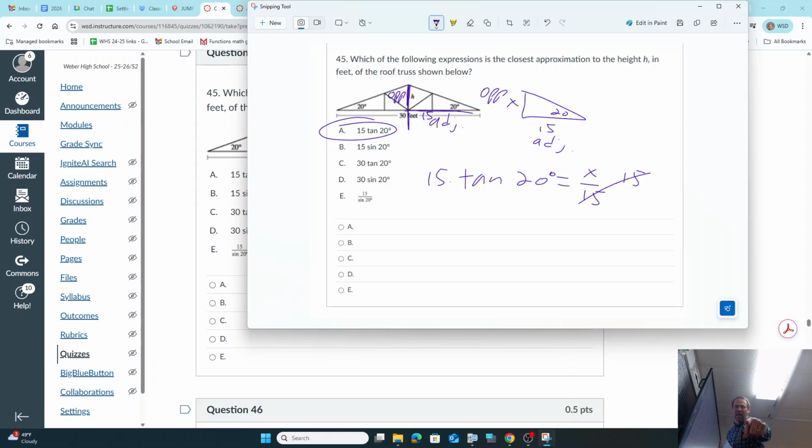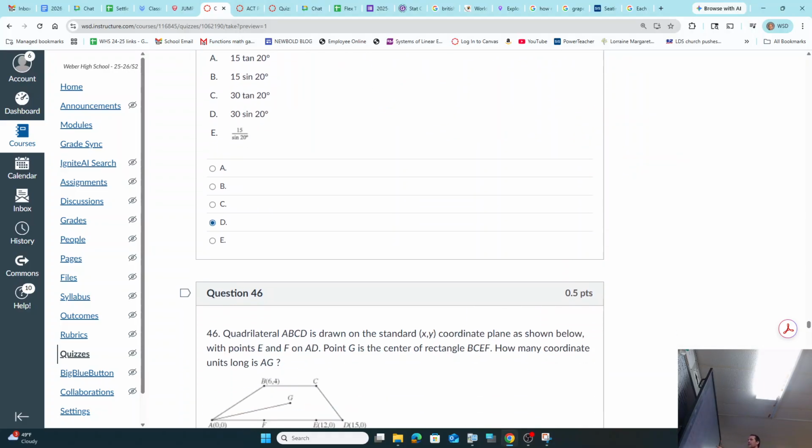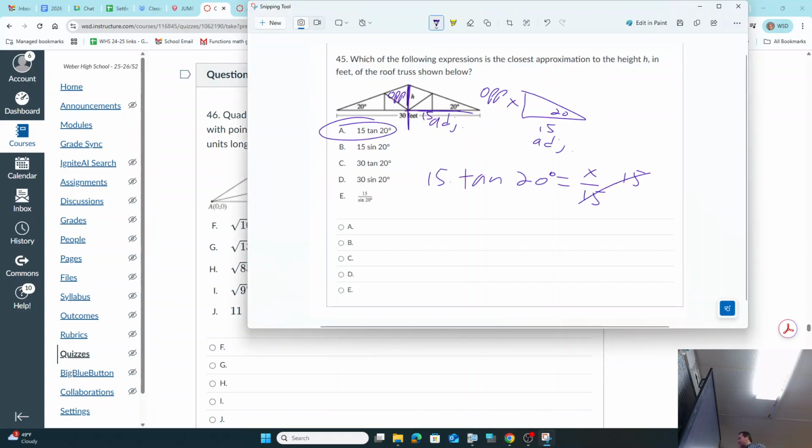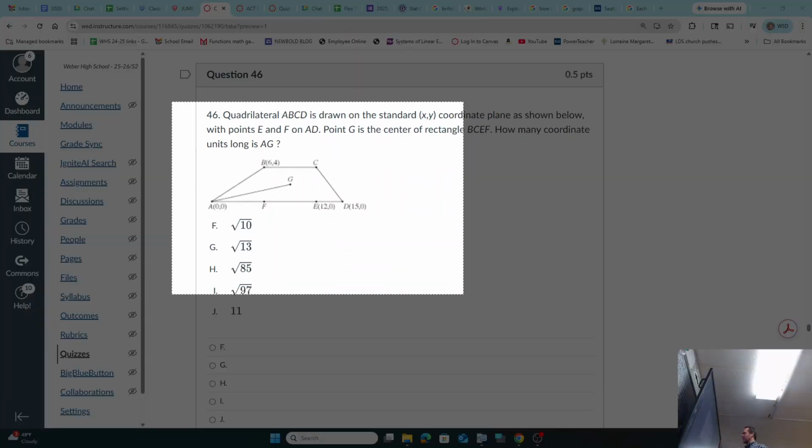And we just learned that. Way-o! Woo! Just learned that. Okay, so that's A. Okay, next one, quadrilateral. This one stumped me for a second, guys.